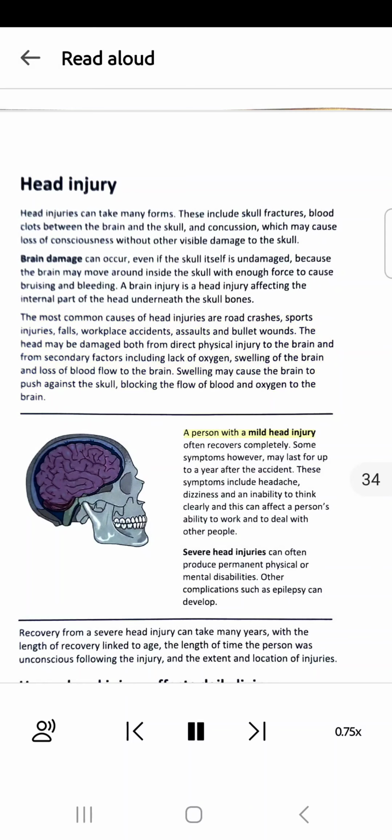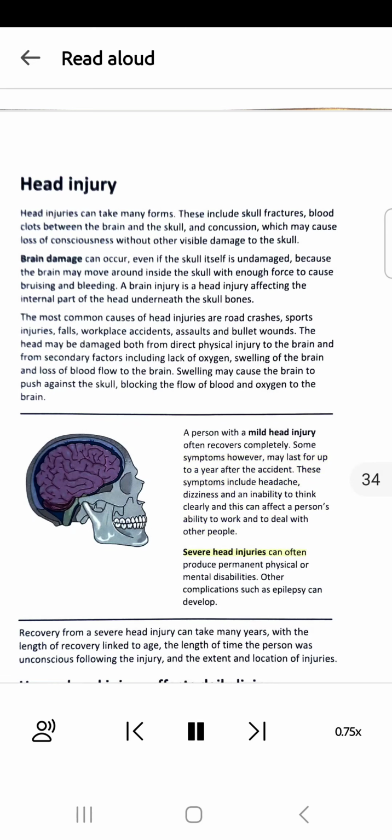A person with a mild head injury often recovers completely. Some symptoms, however, may last for up to a year after the accident. These symptoms include headache, dizziness and an inability to think clearly, and this can affect a person's ability to work and to deal with other people.